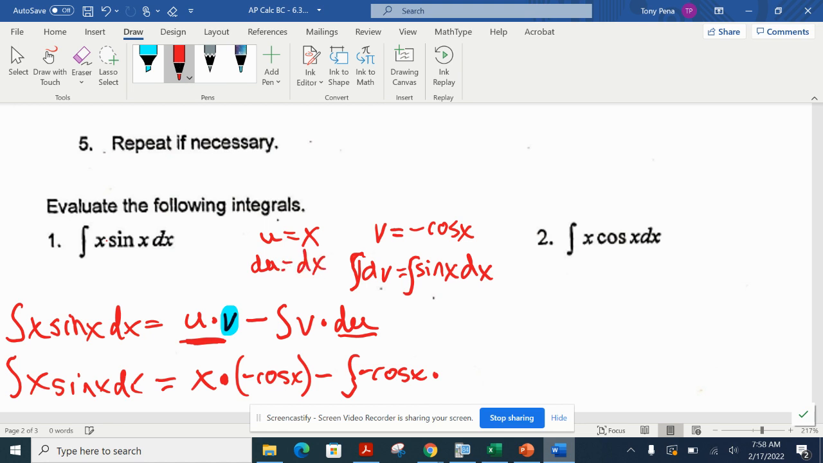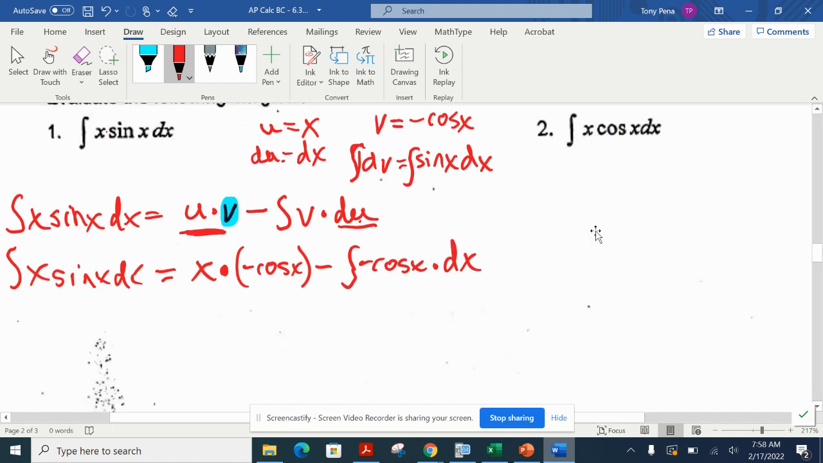So what du really is equivalent to is a dx. So the du gets multiplied by our v. This is our v. The du in this case is just becoming a dx. If we now want the antiderivative of x sine of x dx, we just finish off the right-hand side. So this, simplified, would just give you a negative x cosine of x.